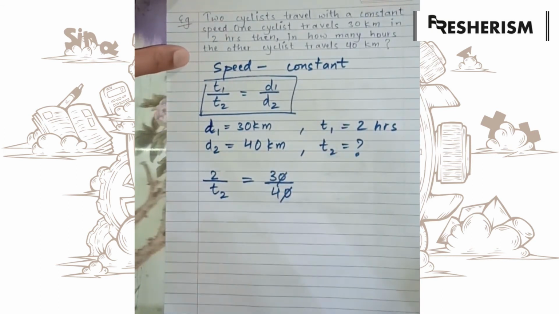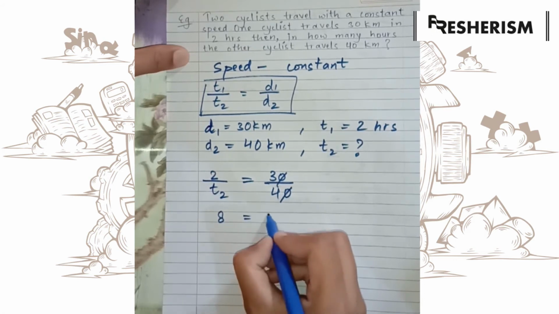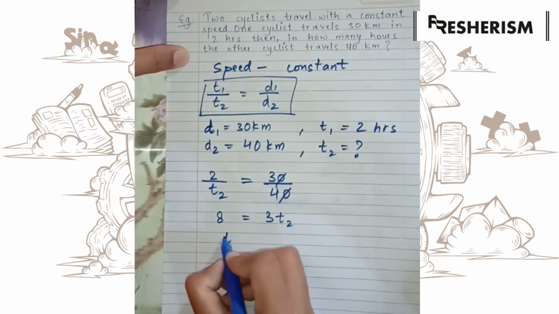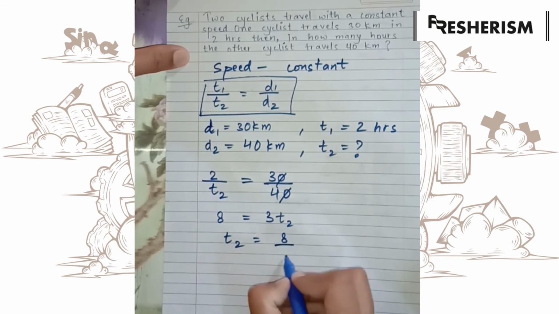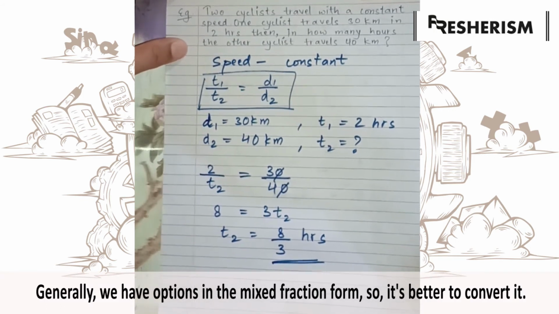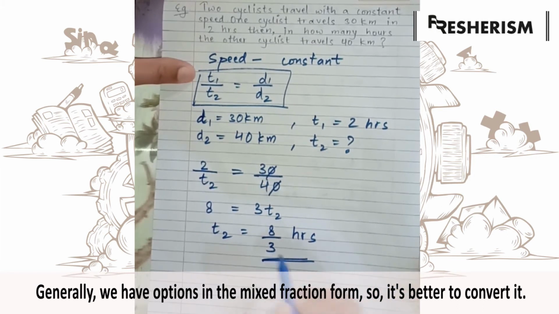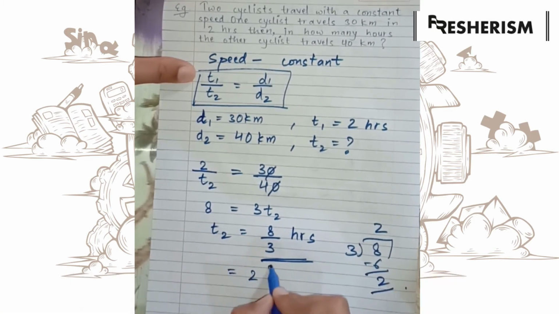So 0 gets cancelled, and on cross multiplication we get 8 is equal to 3 t2, and t2 is equal to 8 divided by 3 hours. This is our answer. But further, if you need the mixed fraction kind of answer, you can divide it: 8 divided by 3, 3 goes 2 times, and 2 is the remainder. So we can write it as 2 and 2 by 3 hours. This is the answer in mixed fractions.